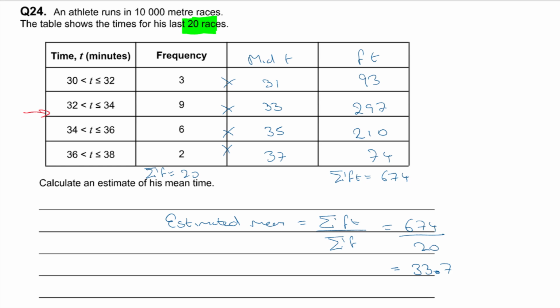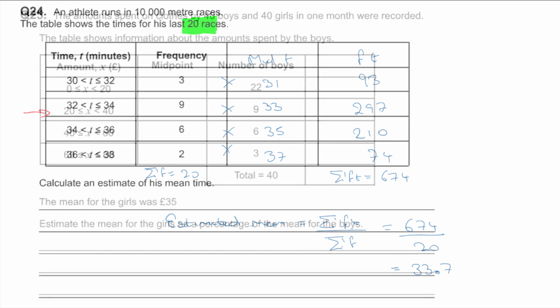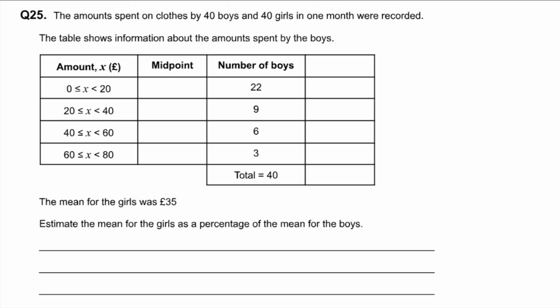So it's bang in the middle of my data set. Pretty confident that's the right answer. Happy to move on. Question 25. The amount spent on clothes by 40 boys and 40 girls in 1 month were recorded. The table shows information about the amount spent by the boys.